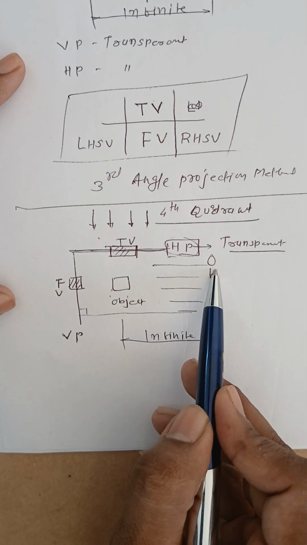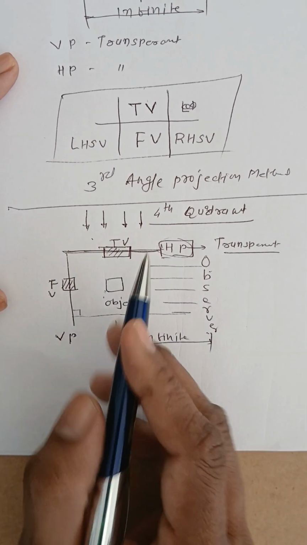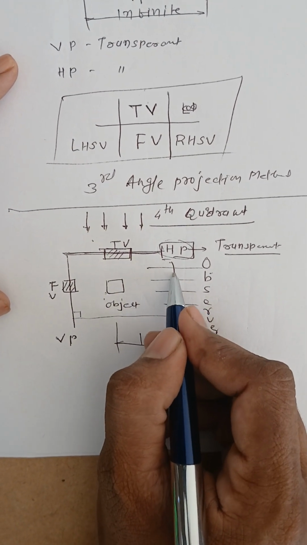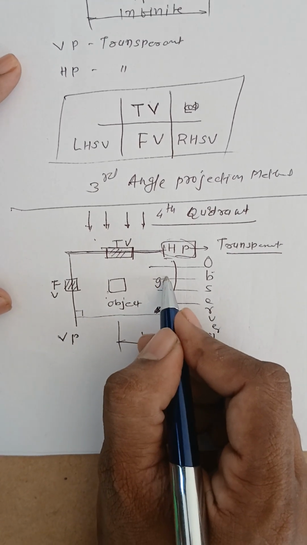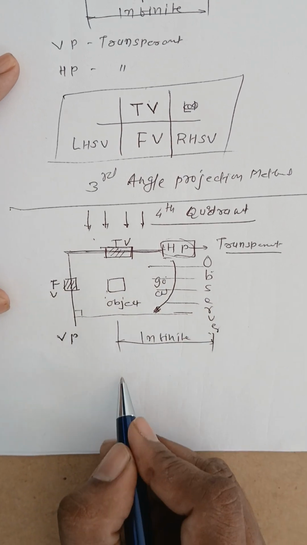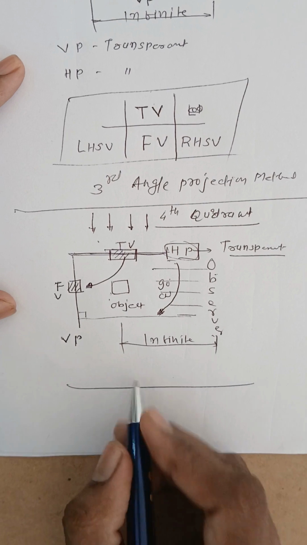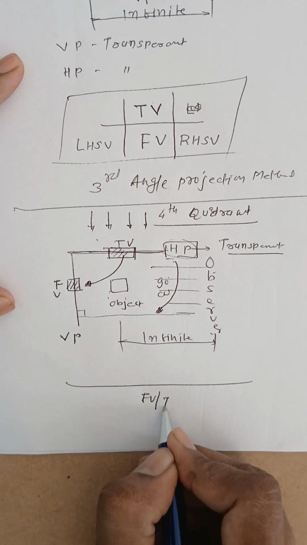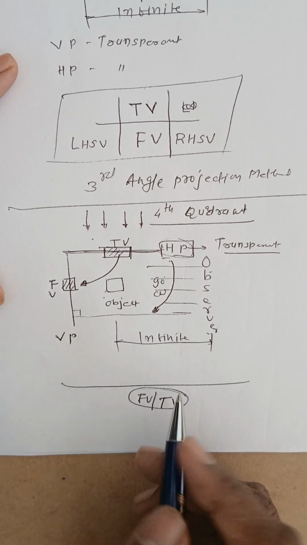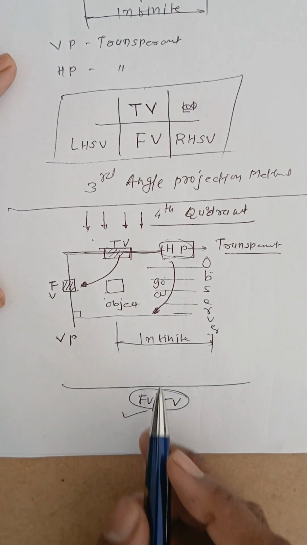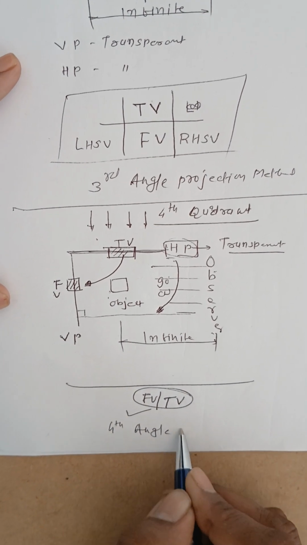So from the position of observer, only front view is visible, top view is not visible. So for the easiness or for the comfort of the observer, we will tilt horizontal plane 90 degree in clockwise direction, so that top view is going to overlap with the front view but below the reference line. This overlapping is done below the reference line. So due to this overlapping, fourth angle projection method is not practically used.